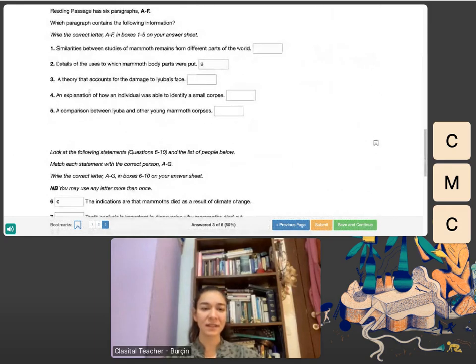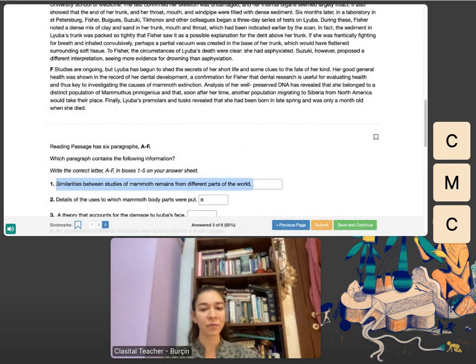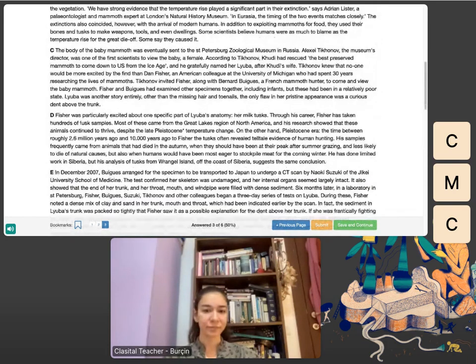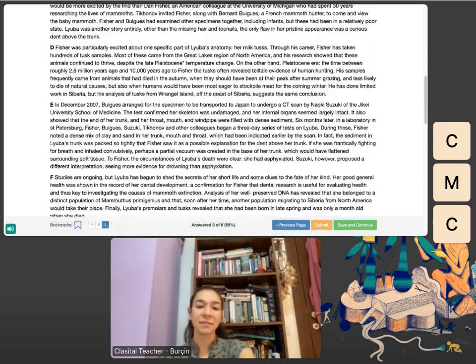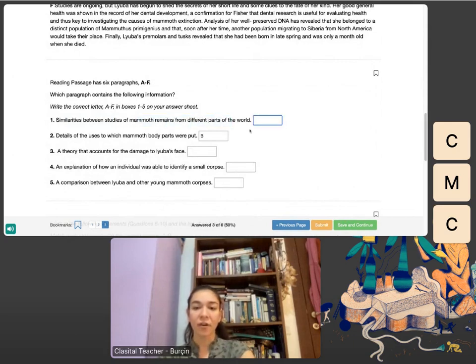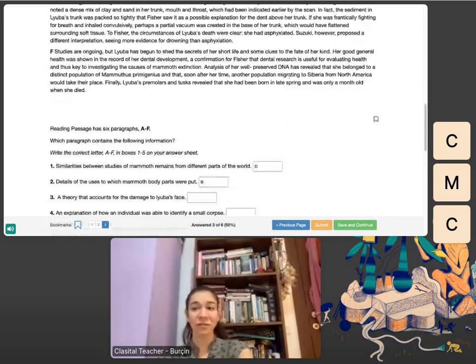I think I have seen this information. It says similarities between studies of mammoth remains from different parts of the world. And in here, I am seeing some information about that. Why did it happen like this? I am seeing some information about the other part of the world, like the Great Lakes of North America. Yes, so there are some similarities between studies of mammoths from different parts of the world.